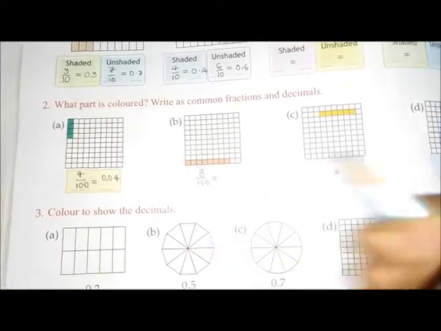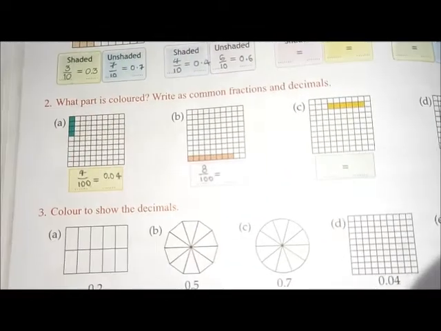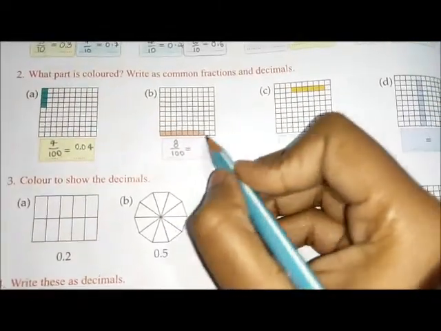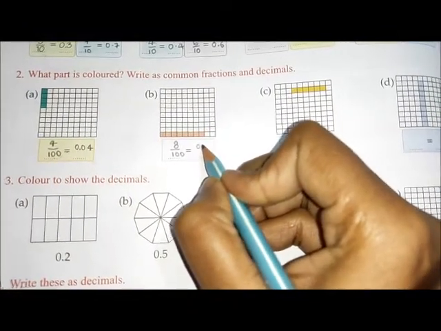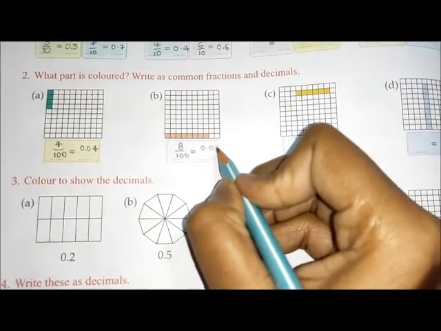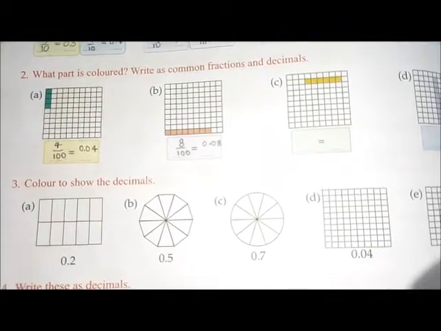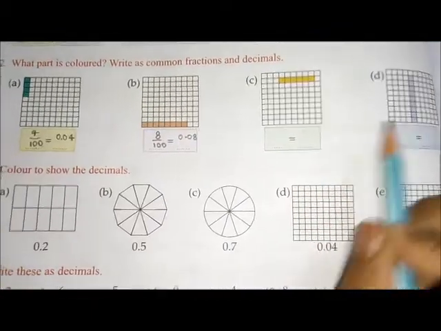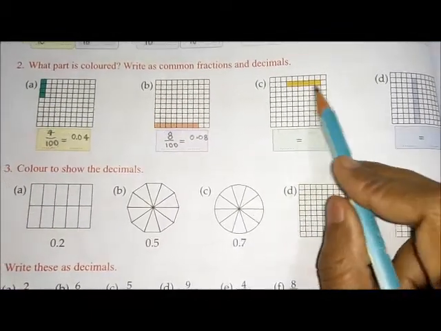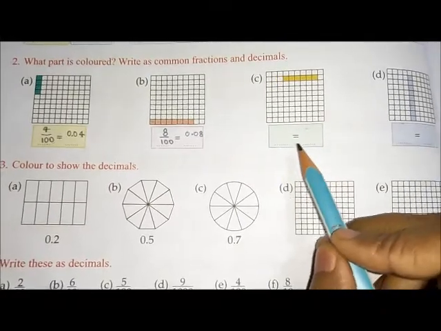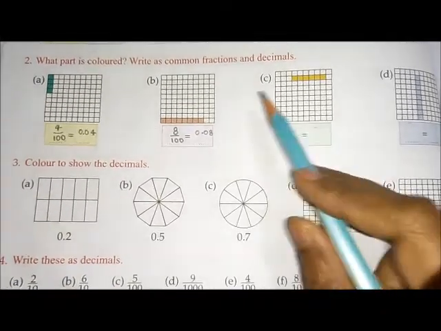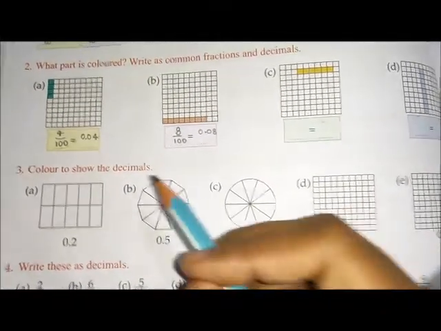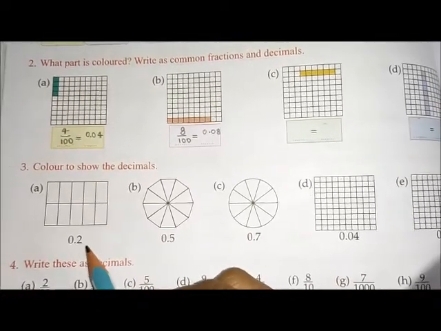So we are going to write 8 upon 100 and the answer will be 0.08 in decimals. Rest two parts you will do on your own. You have to count the color parts only out of 100 and then you have to write in the decimals also.